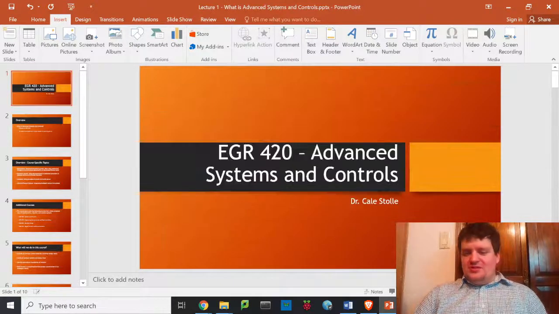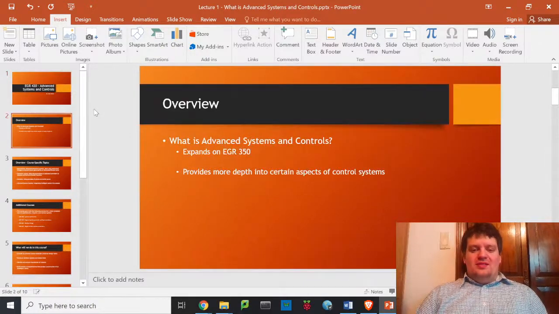And now we'll jump into our first lecture. First day class is usually never all that intense. So what is Advanced Systems and Controls? Well, this class is intended to expand on EGR 350. In EGR 350, we talked about control systems, we talked about systems of equations, we talked about integrating different types of systems, electronic systems, fluid systems, mechanical systems, integrating them all together, using physical properties to be able to put these systems together and actually do something with them.